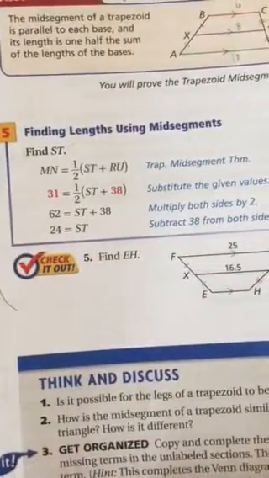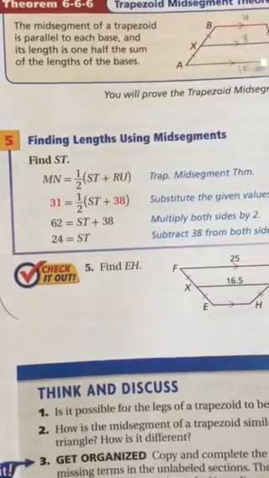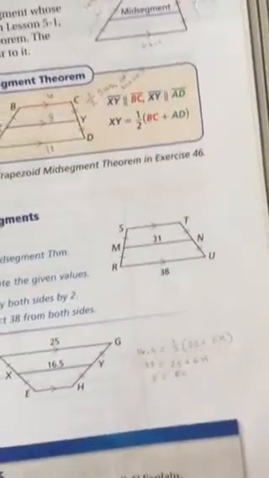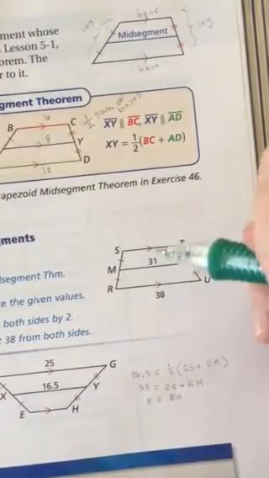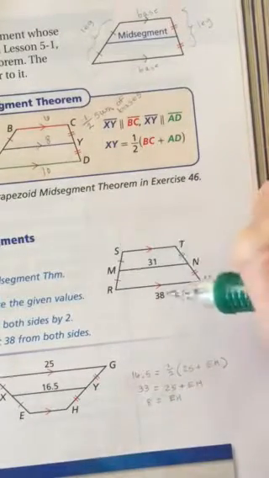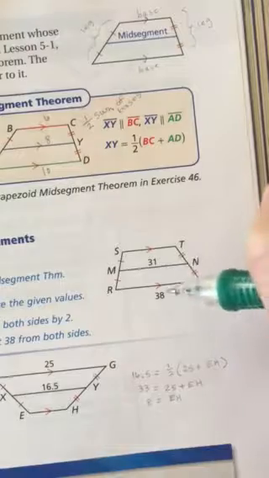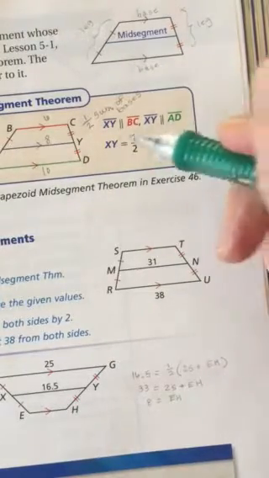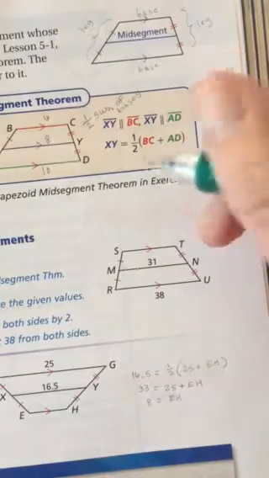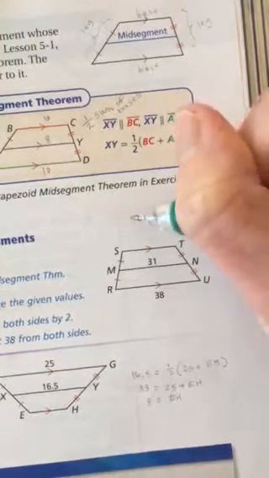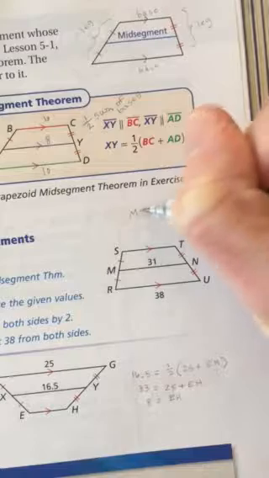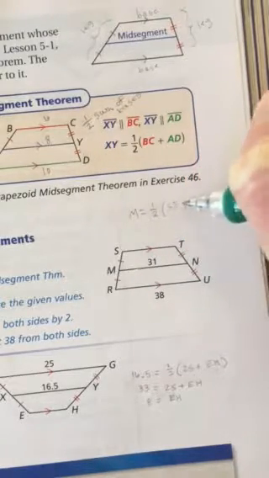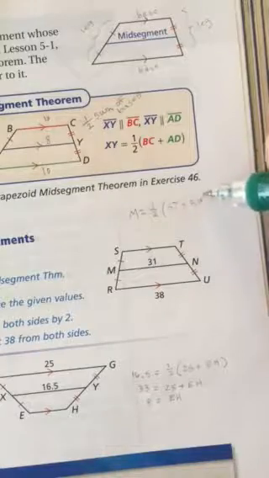Find lengths using the mid-segment theorem. We want to find ST. Let's come to our diagram. In this problem, instead of being given the two bases, the top and the bottom, we're actually given the mid-segment and one base. So we are going to need to use our formula that we learned in the theorem to solve this. We can simply say that MN is equal to 1/2 of ST plus RU.